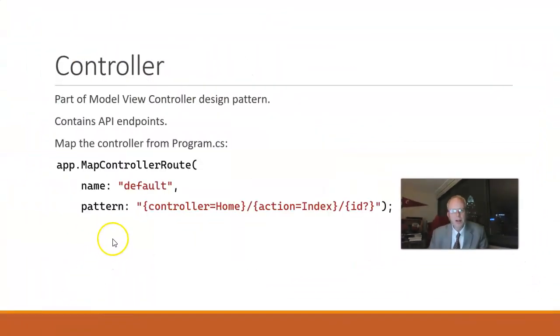Now, the view doesn't necessarily have to be something the user can see. It could be something that a machine, in other words, another computer, can see. And in that case, it would be something like a RESTful JSON endpoint, which is the example that I'm going to use in this demonstration. So, controller, in our case, is going to contain API endpoints.